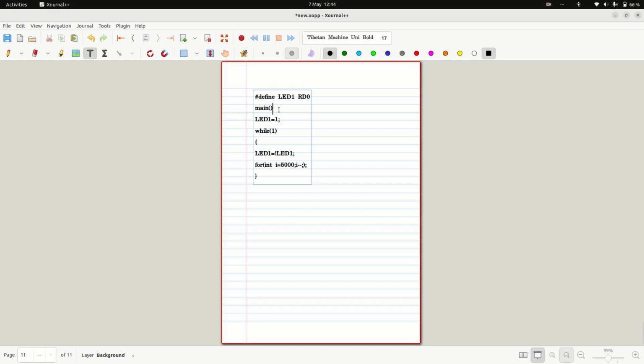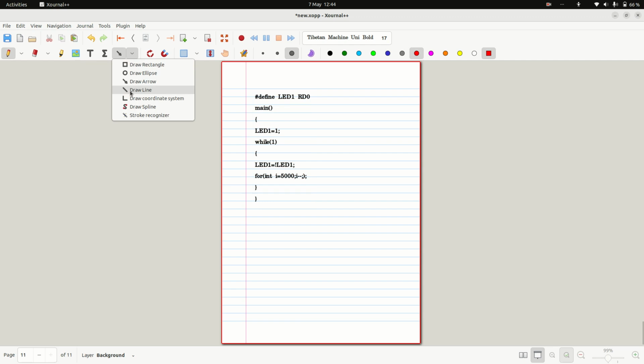And one more thing, here I am going to write flat bracket. I forgot to write that one. So now connect this RD0 to the CRO. So initially consider RD0 equals to 1, so LED 1 equals to 1 initially. So here initially I am going to write LED 1 equals to 1. So that's why it is high.